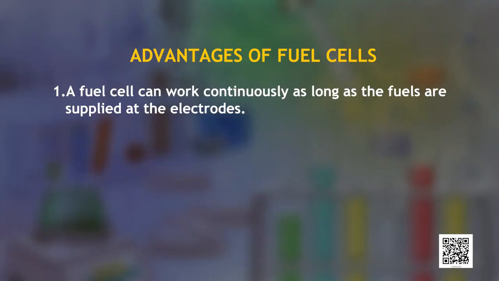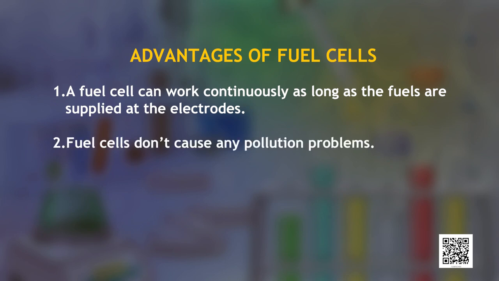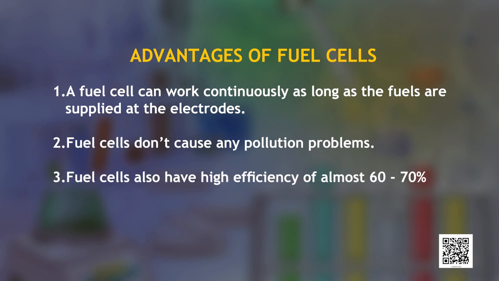The fuel cell is basically a type of electrochemical cell which has several advantages. A fuel cell can work continuously as long as the fuels are supplied at the electrodes. Fuel cell is considered eco-friendly as it does not cause any pollution problem. Fuel cells also have efficiency of almost 60 to 70%, which is considered as a high efficiency.